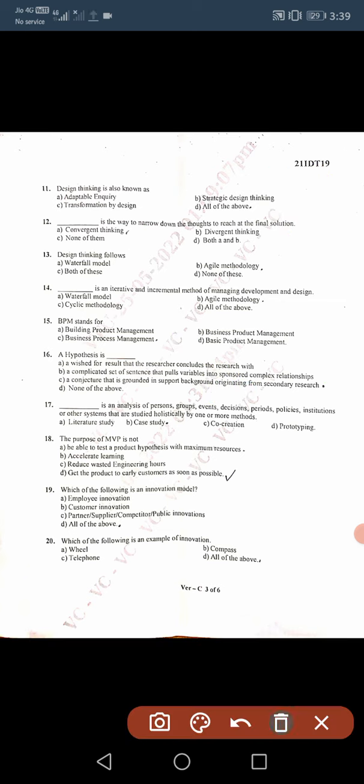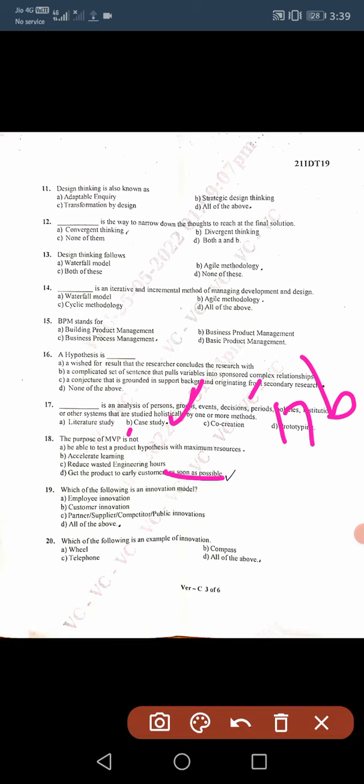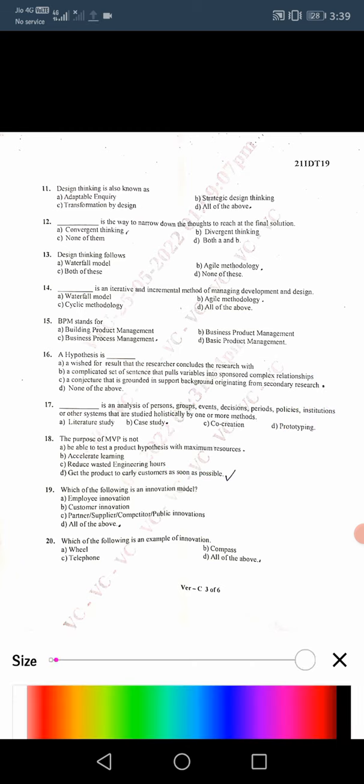Okay. Next, we'll see the 17th question. Dash is an analysis of persons, groups, events, decision periods. Okay. This is called case study. For 17, the answer is B. 18, the purpose of MVP is not, look at it, is not given: be able to test a product, accelerate learning, reduce wasted engineering hours, get the product to early customers as soon as possible. It is not the purpose of MVP. The product is not going to come early. It's not an MVP quality. So the answer for 18 is D.